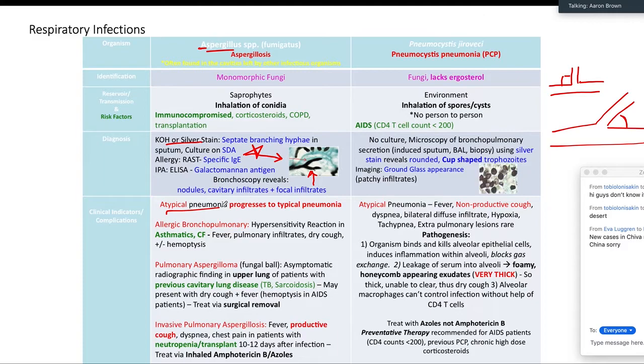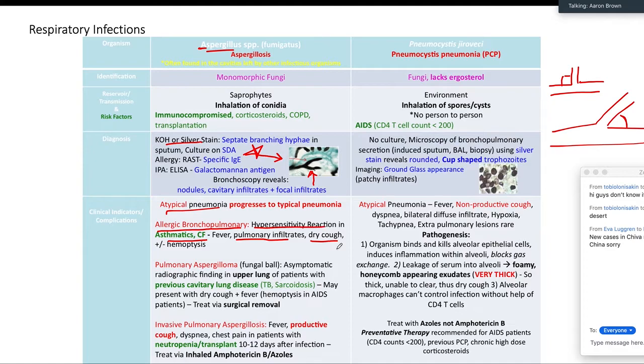So an atypical pneumonia, we can have an allergic bronchopulmonary aspergillosis where we have a little bit of aspergillus, not enough to cause a frank pneumonia, but our body overreacts to those antigens and causes a hypersensitivity reaction, okay? So in patients with asthma or cystic fibrosis, we can get these pulmonary infiltrates, dry cough. Think about what would happen if you had a sudden increase in your IgE, right? That shouldn't be there. This is something that we could look for.